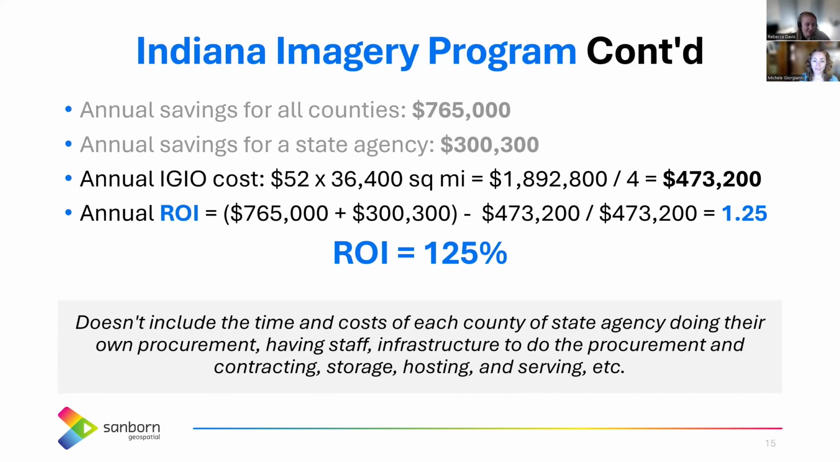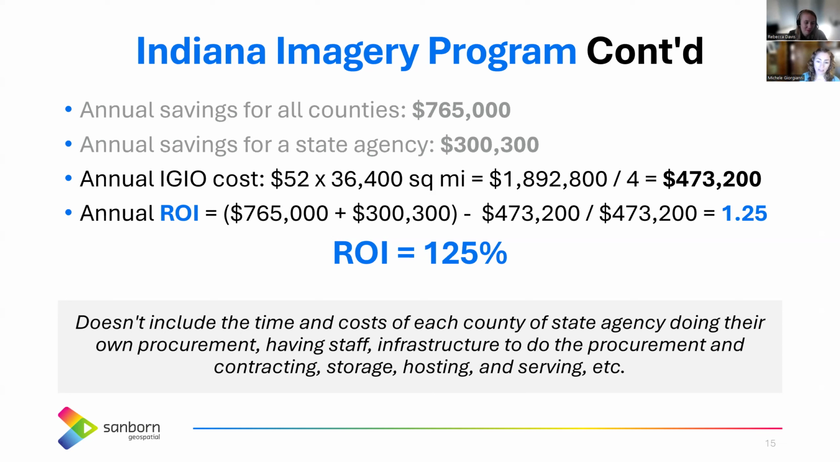Okay, so now that we have those numbers for the savings, we need to understand the cost that the office is paying annually for that imagery. We know their cost is $52 per square mile. The size of the state is 36,400 square miles. So the 4-year cost is going to be $1,892,800. I said that wrong, 1.8 million. Then to get their annual cost, we divide that by 4 to get the $473,000. So their annual cost is $473,000 for that statewide imagery program.